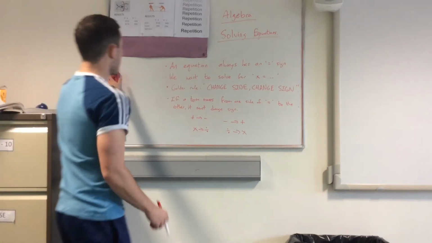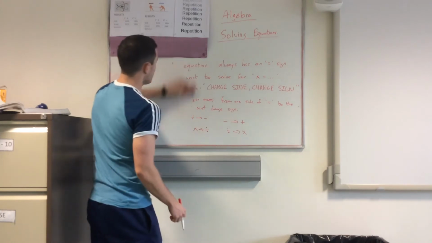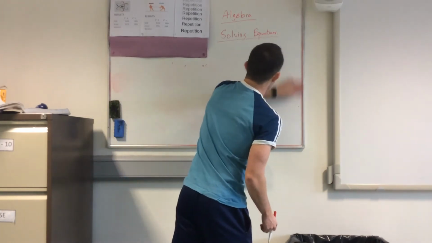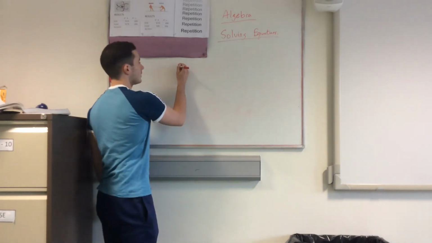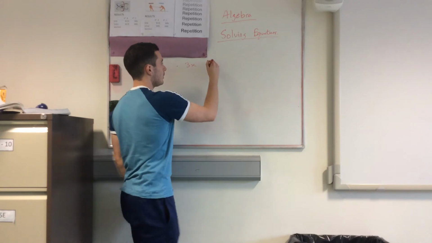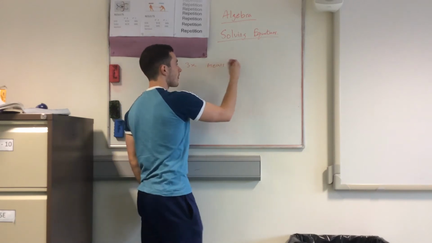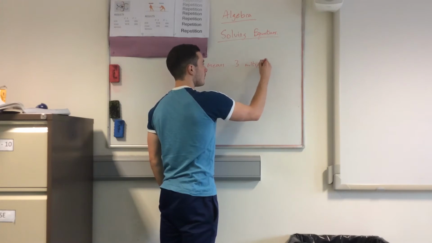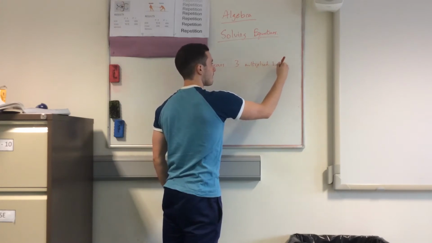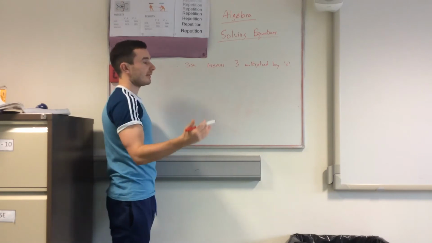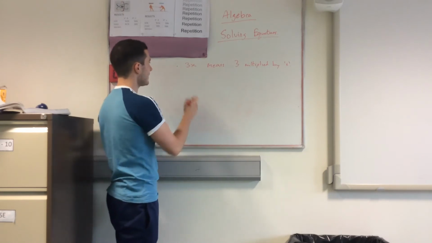Okay, so a few more tips to remember. Next one. 3x, for example, means 3 multiplied by x. Alright? So 5x means 5 multiplied by x. 10x means 10 multiplied by x.